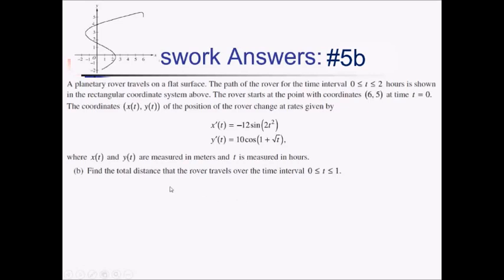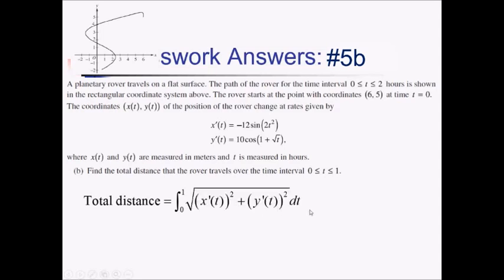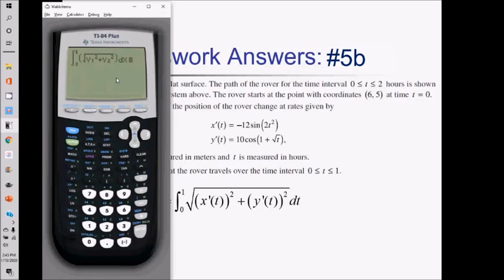For this next part, we want the total distance the rover travels over the interval from 0 to 1. So I basically need to take the integral of speed from 0 to 1. So I'll start with an integral from 0 to 1. And I'm going to be doing speed in here, so square root of x prime of t squared plus y prime of t squared dt. So all this stuff in here. And I definitely need to do that on the calculator. I don't have to write anything else out in here because, again, they defined x prime and y prime for me. So here's what all of this looks like on the calculator.